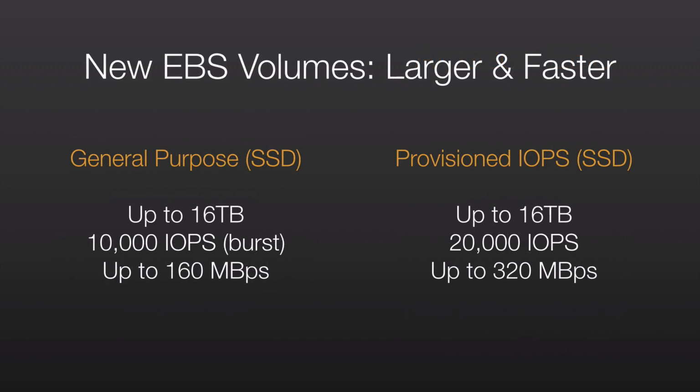We've recently also enhanced EBS volumes to provide additional capacity and additional performance. General purpose SSD now supports volumes of up to 16 terabytes in size with 10,000 IOPS at burst and up to 160 megabytes of throughput per volume. And then the provisioned IOPS volumes, also on SSD, again 16 terabytes in size, 20,000 IOPS, and double the throughput, up to 320 megabytes per second.